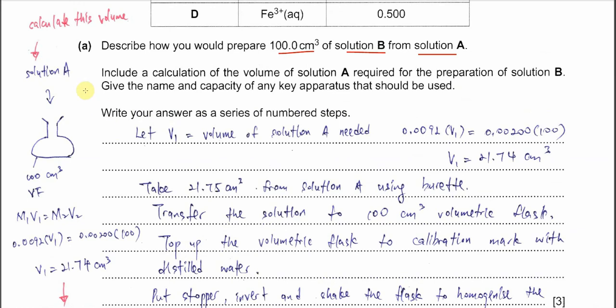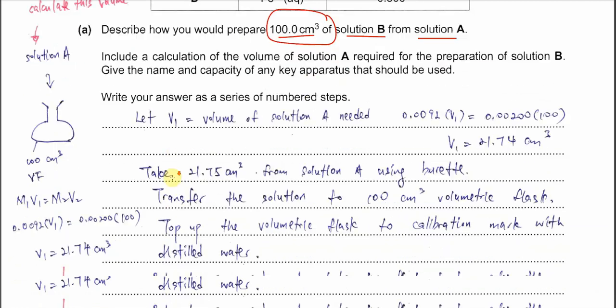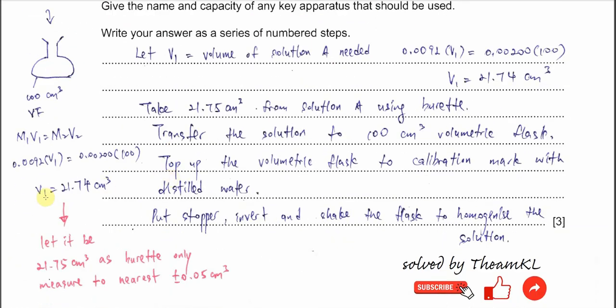We must use M1V1 = M2V2 to get this volume. Let's say M1 is the concentration of solution A. V1 is the volume that we need to take from solution A. M2 is the concentration that we need to prepare, 0.002 in this case. V2 is already mentioned, 100 cm³. By doing this, we know that V1, the volume from solution A, is 21.74 cm³.